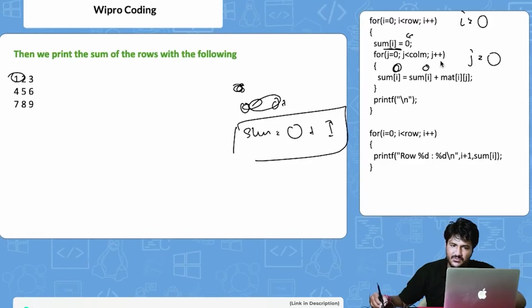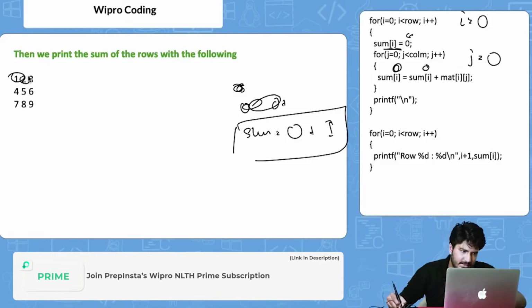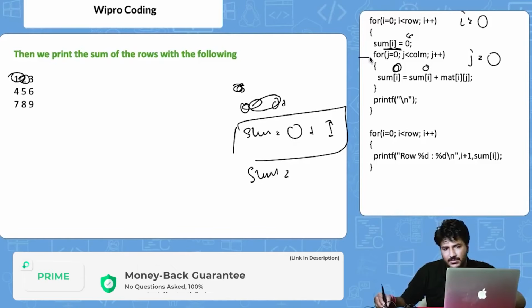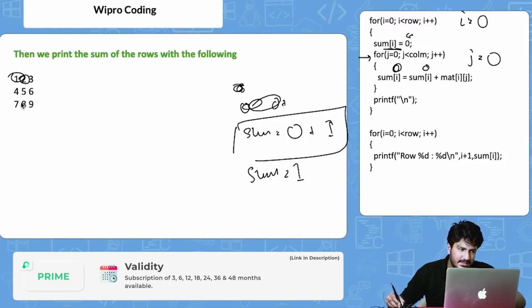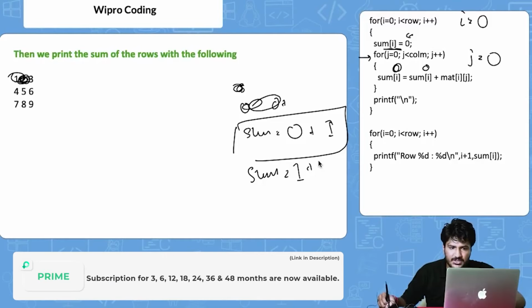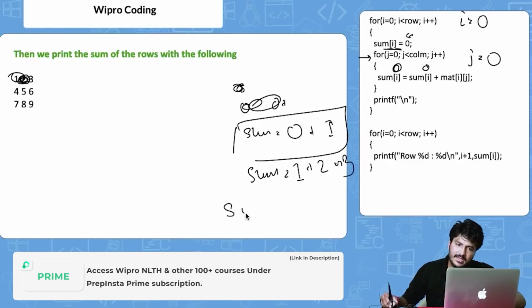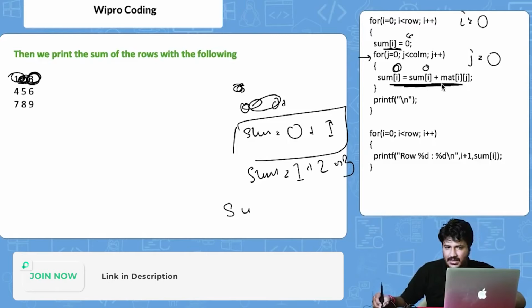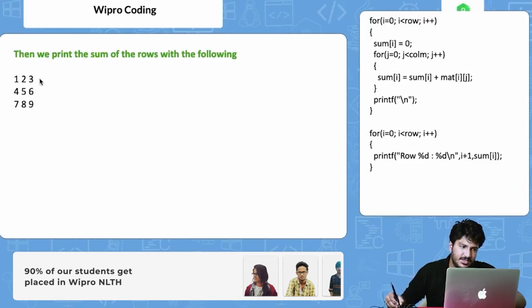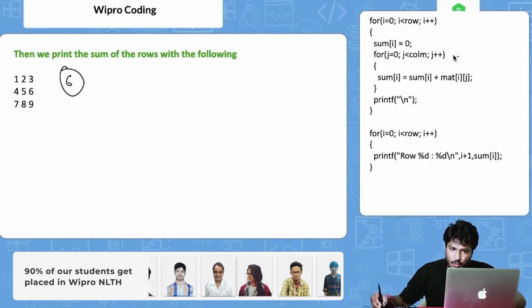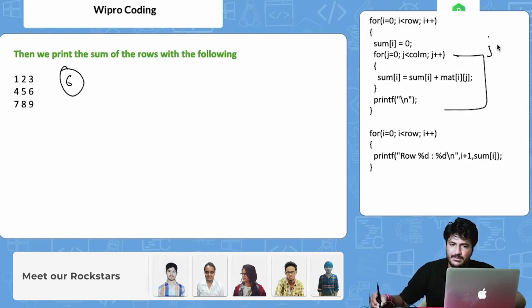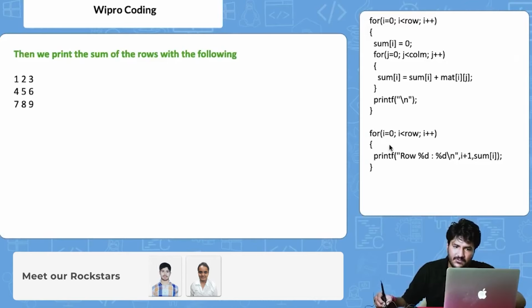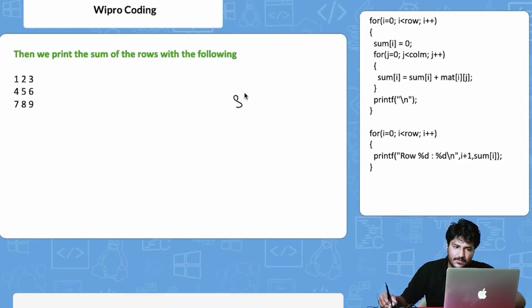Now what will happen? j plus plus will happen. It will come here, right? Now sum is equal to sum already from the last step, which is already 1. So 1 plus this 2, it becomes 3 now. Now again the same thing will happen. Then finally sum is basically 1 plus 2 plus 3, which is 6. Now this whole loop is implemented because j can only iterate over 0, 1, 2 here. Now finally this is getting stored in sum of 0.